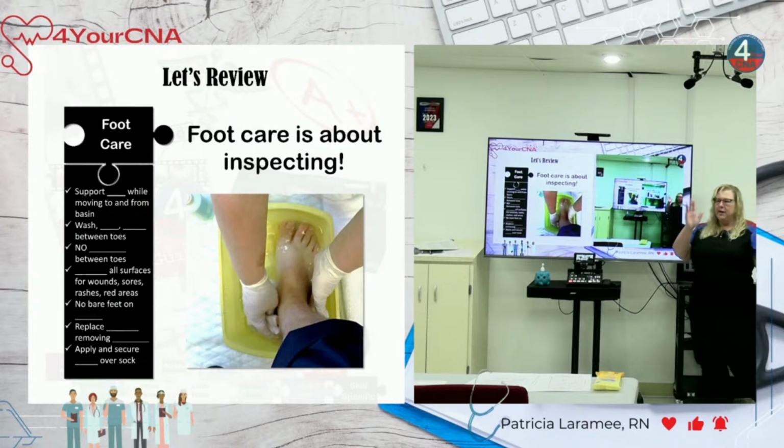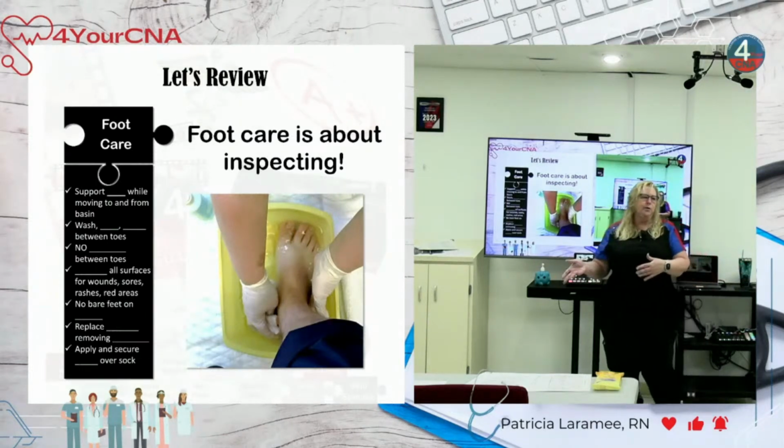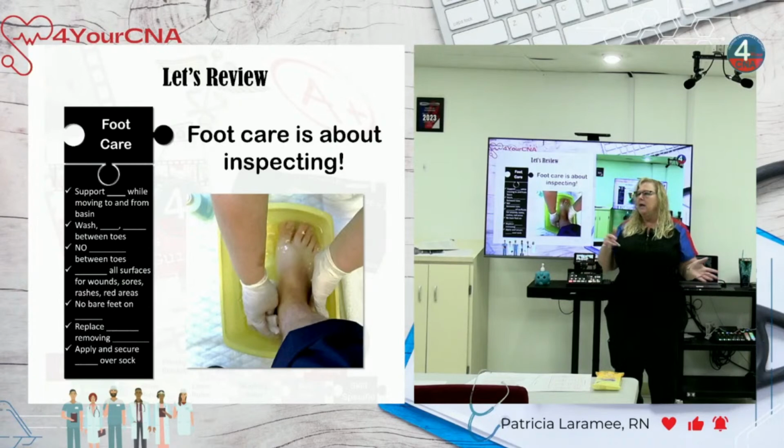So we're going to put the foot in the basin to soak, take it out to wash, put it back into rinse, take it out to dry. But every time it's out of the basin, what should it be resting on? Yeah, sounds a whole lot like hand and nail care, doesn't it?